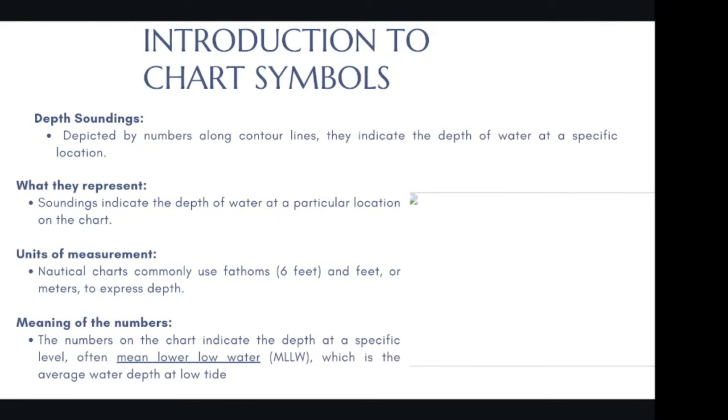And it also says here that nautical charts commonly use fathoms or 6 feet, and feet or meters to express the depth. The numbers on the charts indicate the depth at a specific level, often mean lower low water, which is the average water depth at low tide.